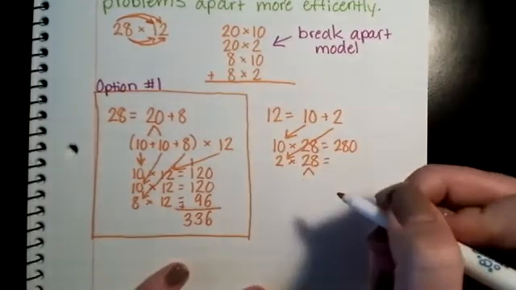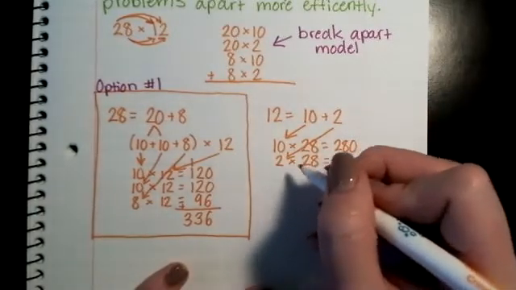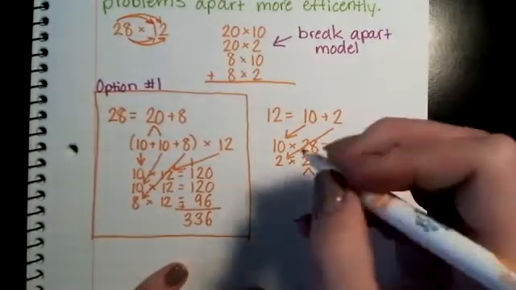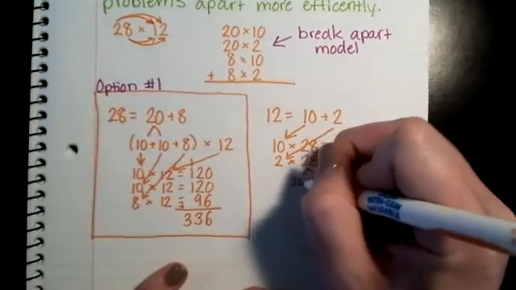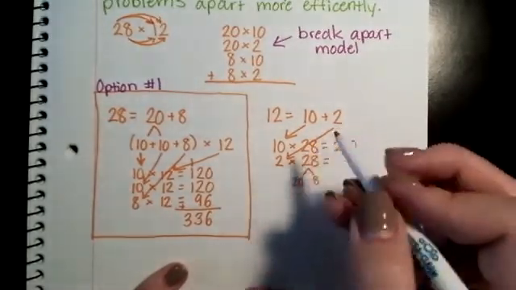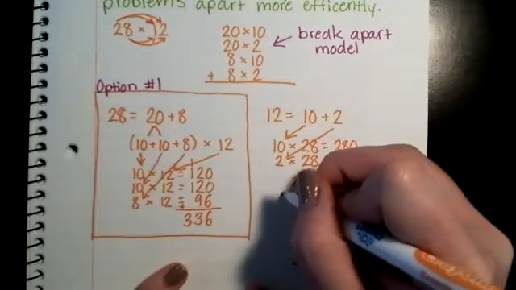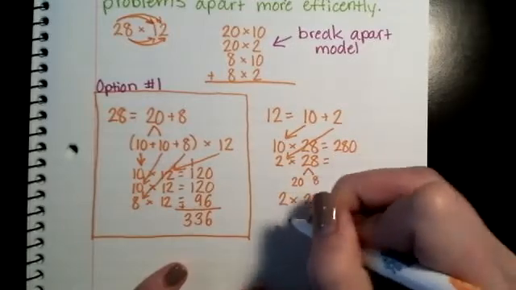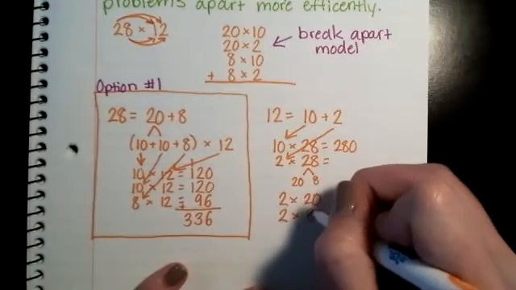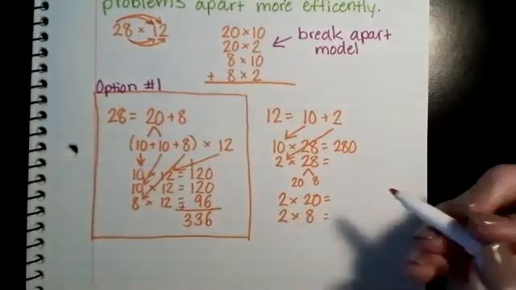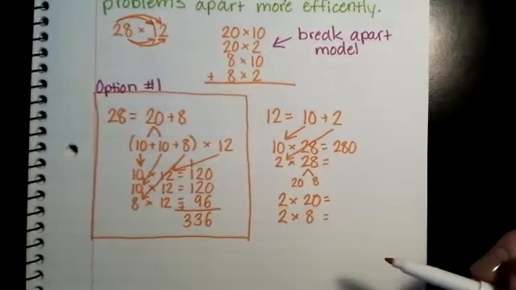I don't know 2 times 28 off the top of my head, but I do know 2 times 20, and I know 2 times 8. So 2 times 28 is 20 and 8. So I'm going to actually break this into 2 times 20 and 2 times 8. So I'm just breaking it apart a little bit further into facts that I can figure out pretty quickly.